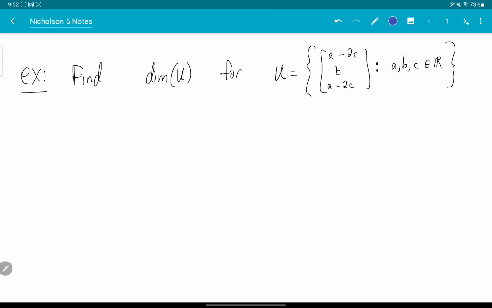Okie dokie. Now, I'm going to show you how to find the dimension of a more abstract subspace. So here's my U, and remember my strategy is to express this as a column space or a null space. Well, I'm going to do column space. Let's see why. I can take this defining vector here and break it up, or pull it apart, as we would say.